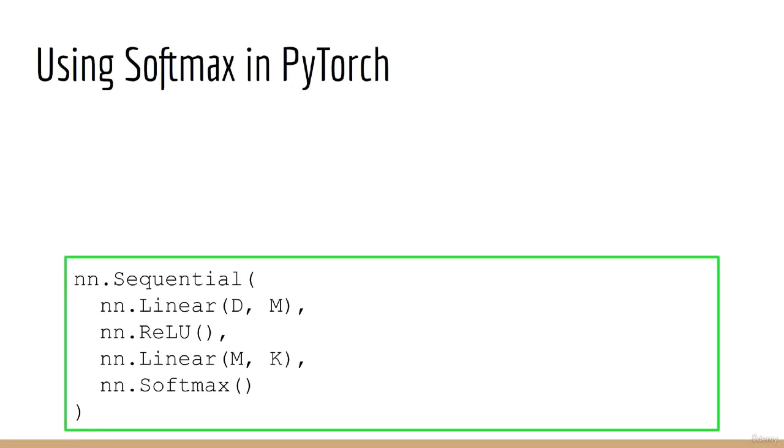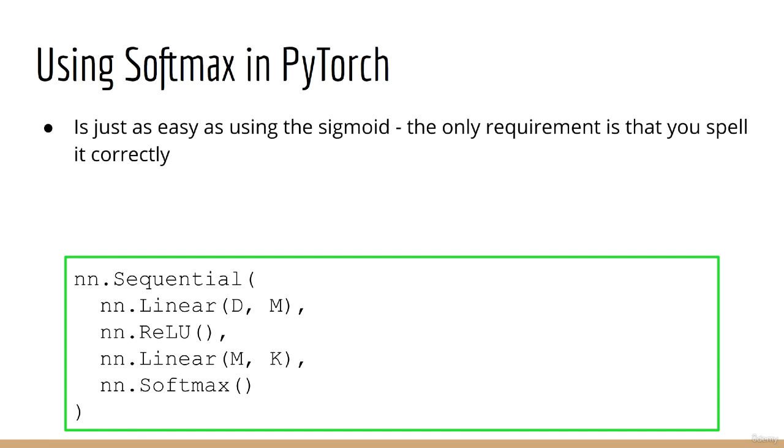Now that we know how the softmax works, let's answer the most important question. How do we use it in PyTorch? Well, just like most other functions we've applied so far, it's very simple. There is an object we instantiate called softmax. In other words, the only requirement is that you spell it correctly. Of course, you can always implement the softmax yourself, but in PyTorch, there's no need.